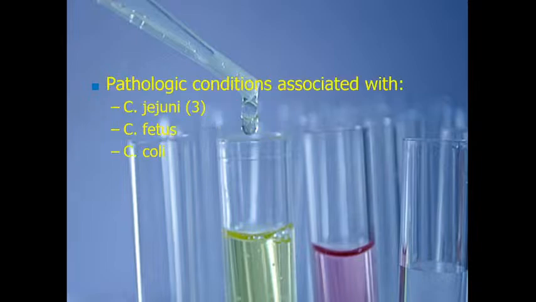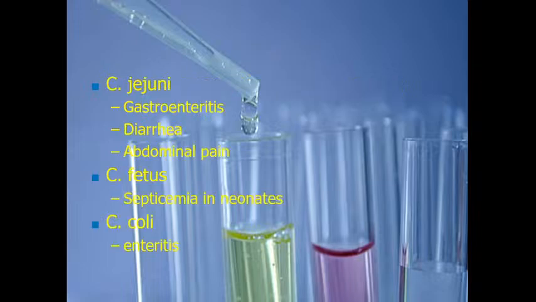Now, let's talk about pathologies. Campylobacter jejuni, as I mentioned before, has been associated mostly with gastrointestinal disorders: gastroenteritis, diarrhea, abdominal pain. For Campylobacter fetus, it's quite different. It's associated with septicemia in kids or neonates, to be specific. Okay. Campylobacter coli, enteritis. Okay.